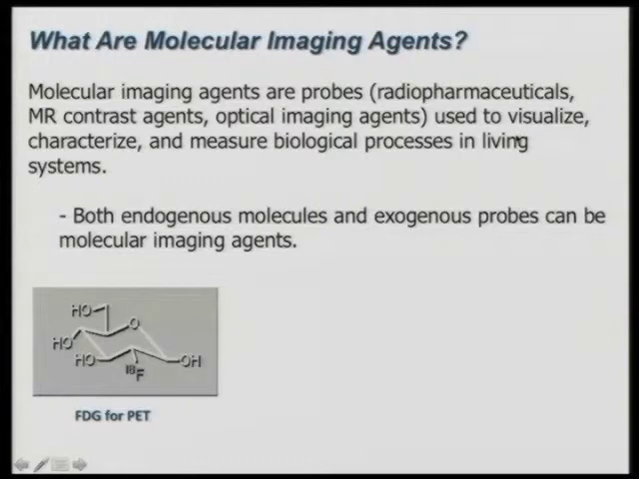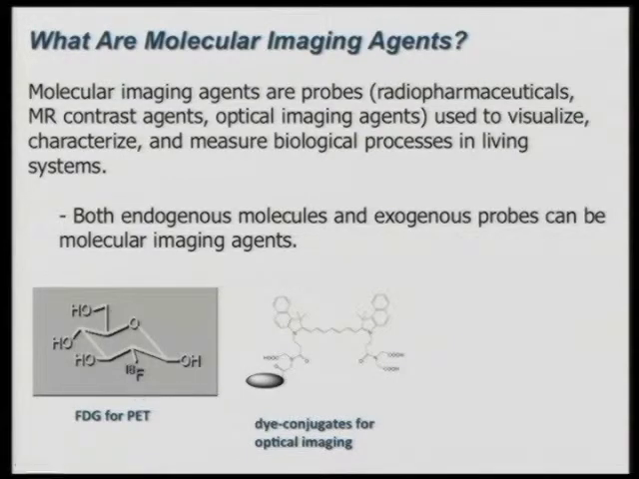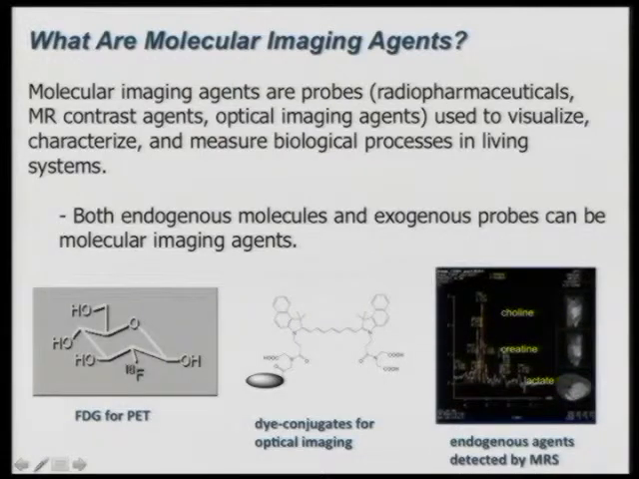These are used to help visualize, characterize, and measure the biological processes in living systems. And so these can be endogenous molecules, such as used in magnetic resonance spectroscopy, but most of the time when we talk about molecular imaging agents, we're looking at things that are injectable or inhaled, such as the fluorine-18 labeled deoxyglucose for PET. Here's an optical dye conjugate that can be used for optical imaging. And then again, these are the endogenous molecules that will change over disease state in magnetic resonance spectroscopy.